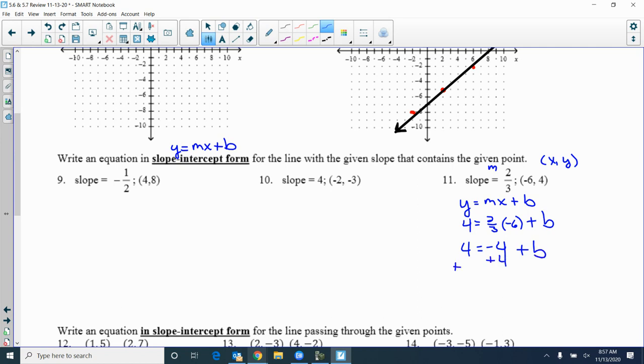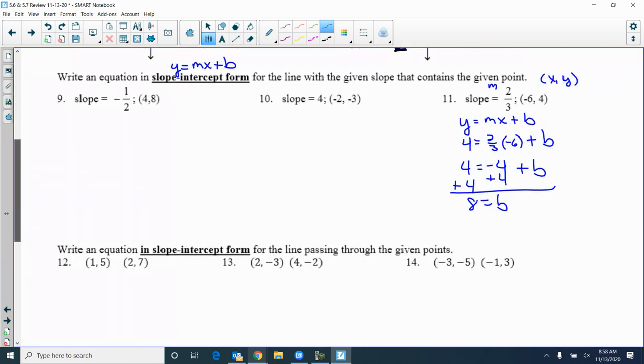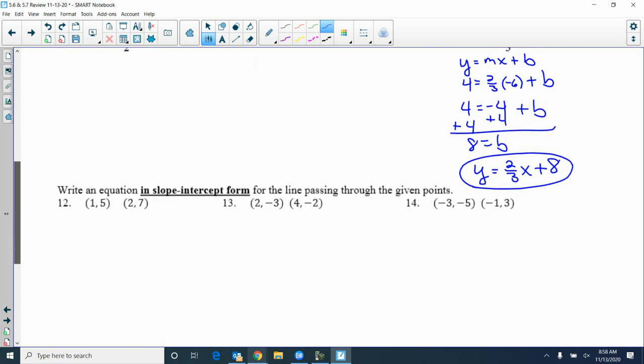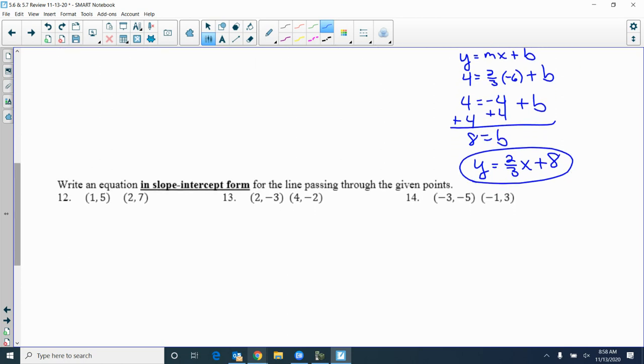Add 4, I get 8 equals b. Now we did all the work, we just have to make sure we write the final answer down, which would be y equals the slope, which is 2/3 x plus what? Plus the 8. That's the whole reason we did that, so I could get that y-intercept. All right, straight down there, go to 14.